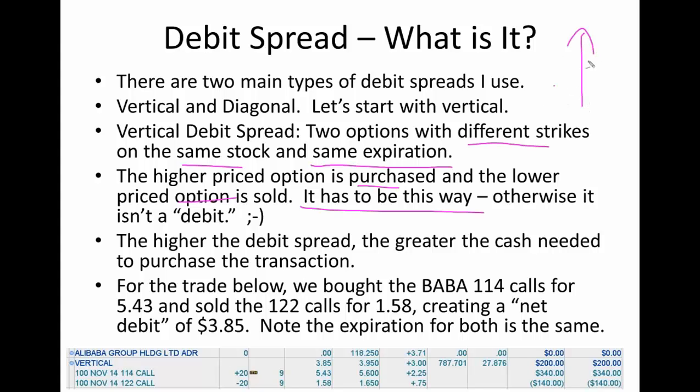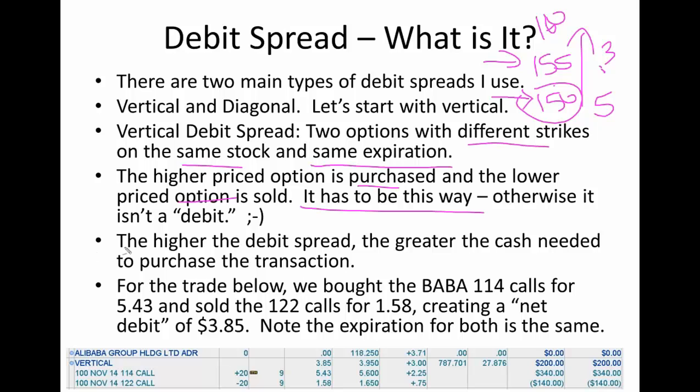So let's assume calls. Here we are at 150, here's 155, here's 160. The higher priced option is going to be the lower strike, right? So this could be like $5 and this could be like $3. The lower priced option is going to be the higher strike because it's further away from the money, right?